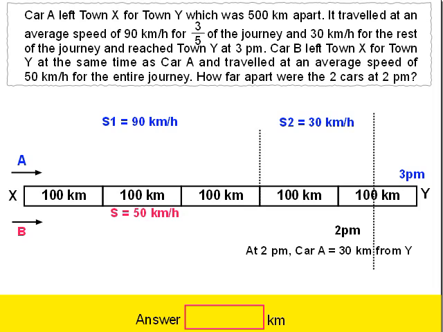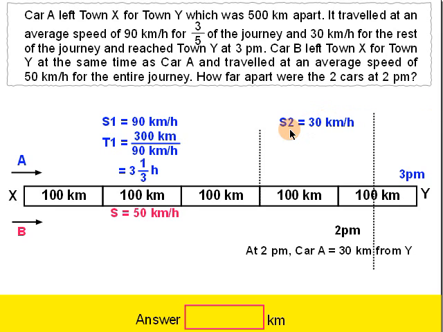Okay, let's fill out the information and then we can proceed on to find the unknown. Alright, so the time taken for the first part of the journey of car A was 300 km divided by the speed of 90 km per hour, and that gives us 3 and a third hours. Okay, 3 and a third hours.